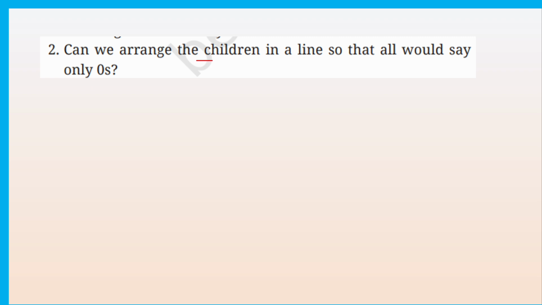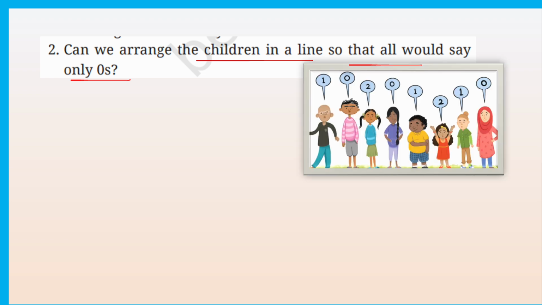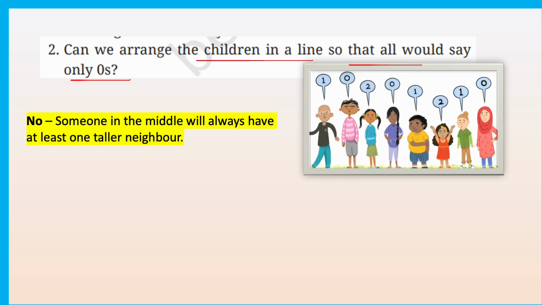Can we arrange the children in a line so that all would say only zeros? See this picture. According to this picture, it is not possible to arrange the children in a line so that all would say only zeros. Why? Because someone in the middle will always have at least one taller neighbor.